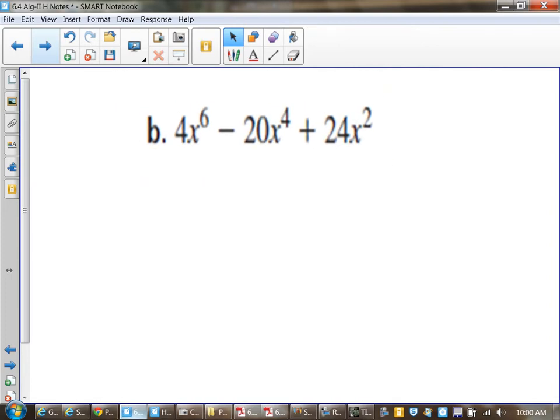Let's try one like this. Again, very similar. It's 3 terms. 4x to the 6th minus 20x to the 4th plus 24x squared. If I'm going to factor that, what's the first thing I do? GCF. What's 4x squared?